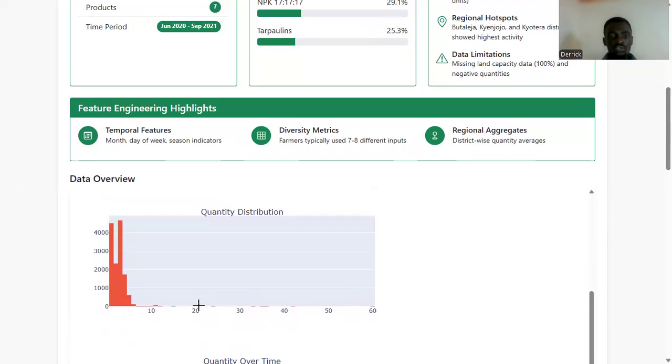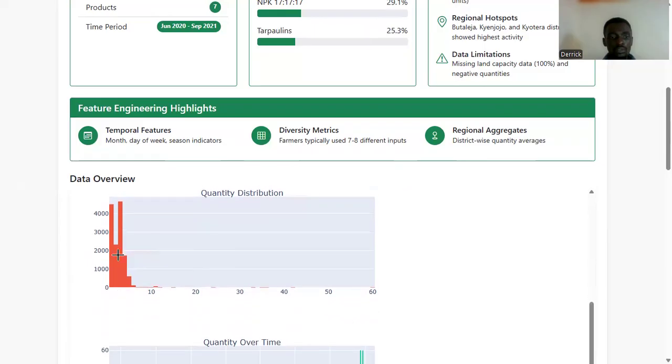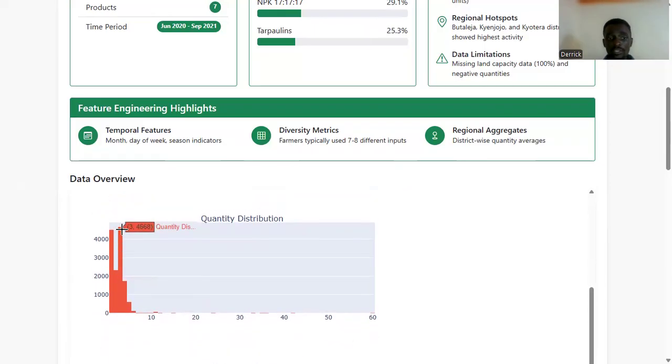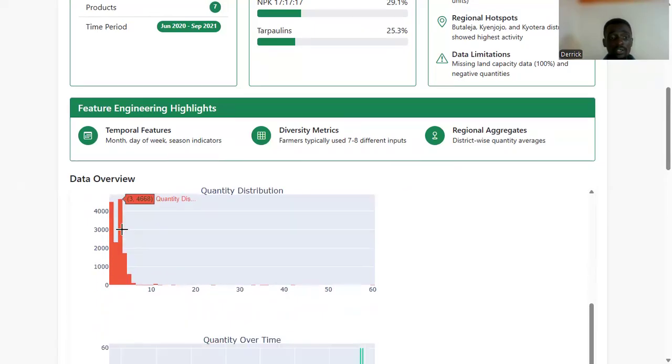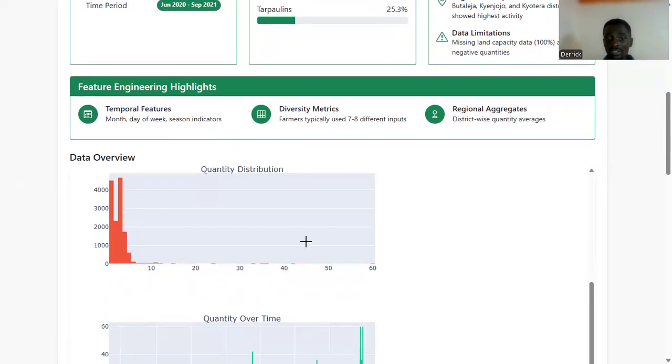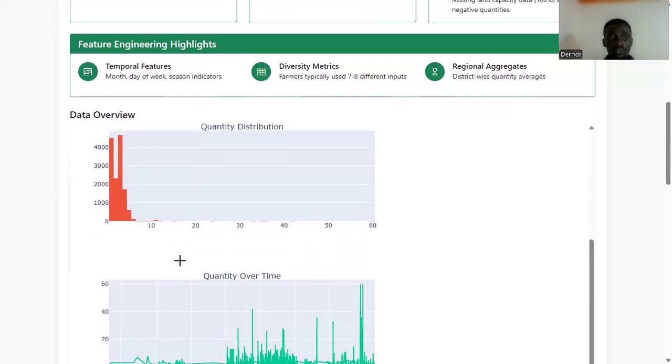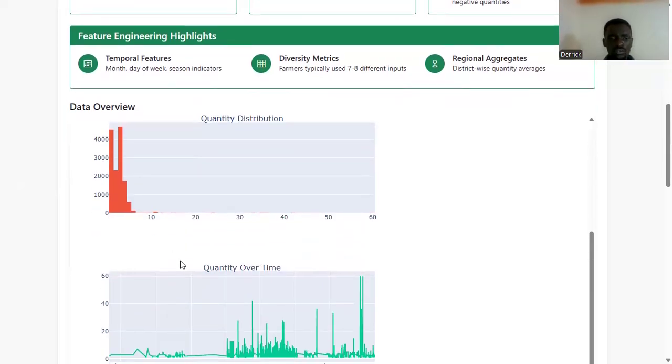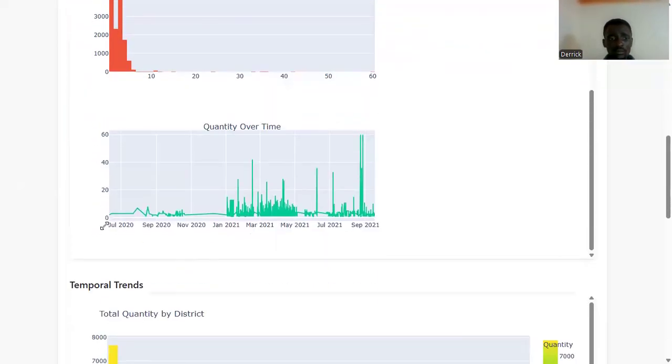Then the quantity distribution rose to 4,600 plus over the time period which we used, between 2020 and 2021. And then the quantity over time from July 2020, this is how it kept on changing from the various farmers. This is how everything was changing.